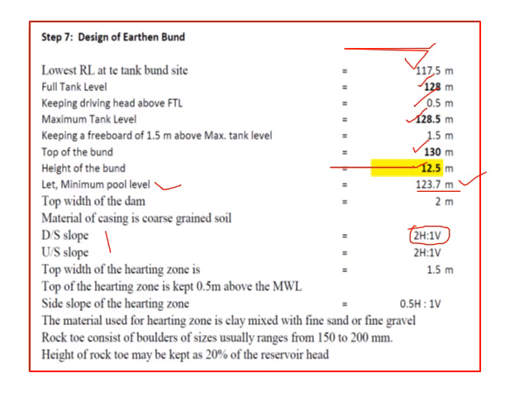a non-homogeneous dam. You can go for a hearting zone where the top width can be kept as 1.5 meters and the slope can be kept as 0.5 horizontal to 1 vertical. You can fix the material of the hearting zone as clay mixed with fine sand or fine gravel, and you can provide a rock toe also, which consists of boulders of sizes usually ranging from 150 to 200 millimeters. So this is how you design the earthen bund.